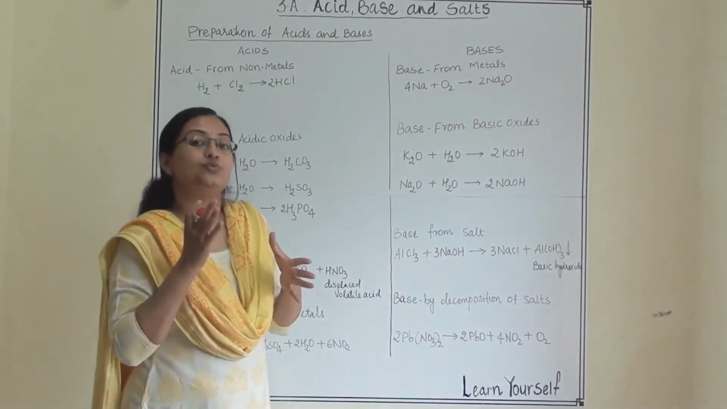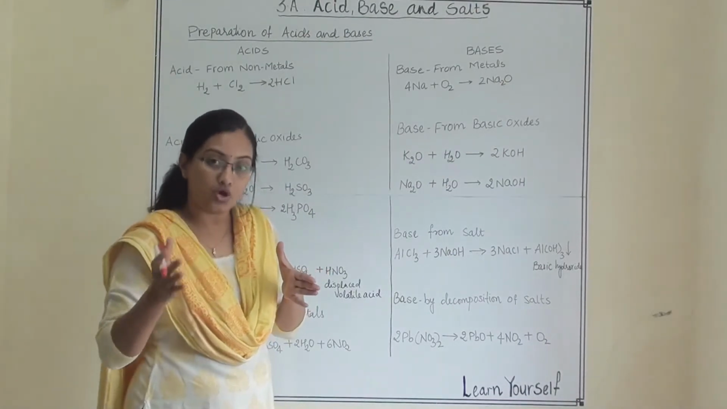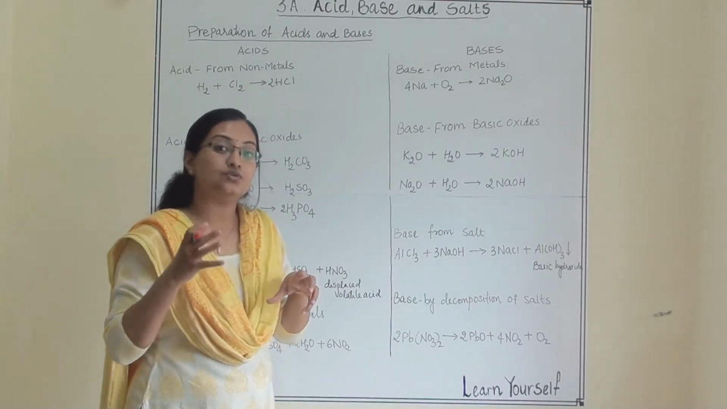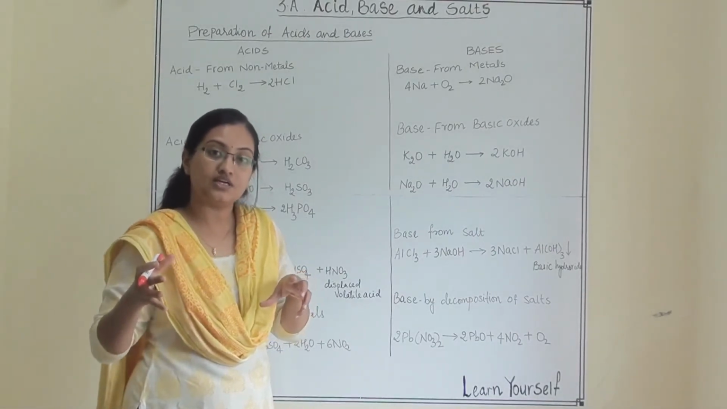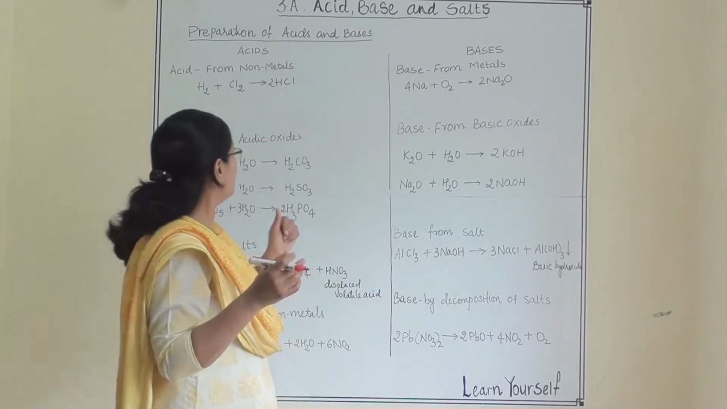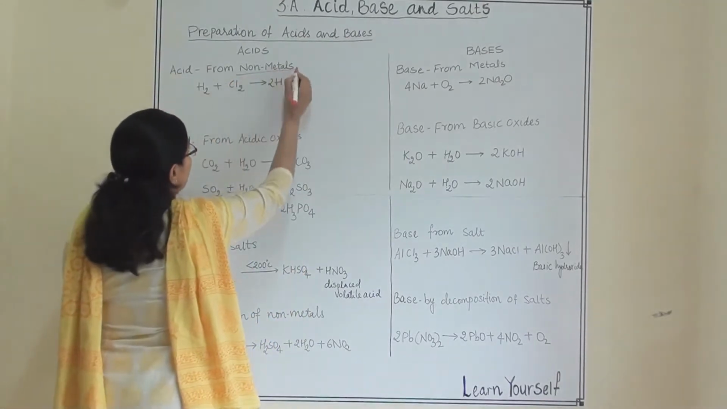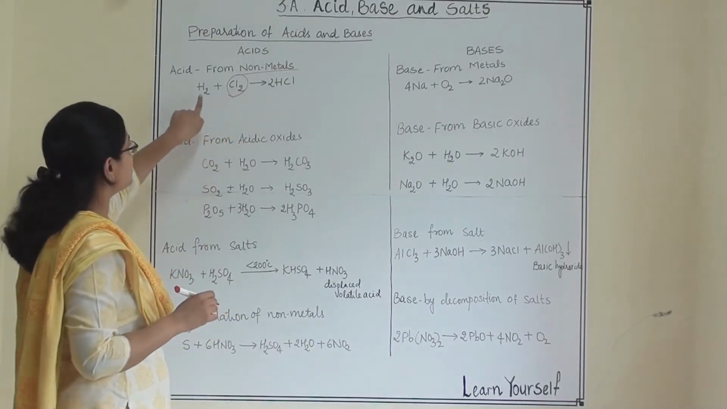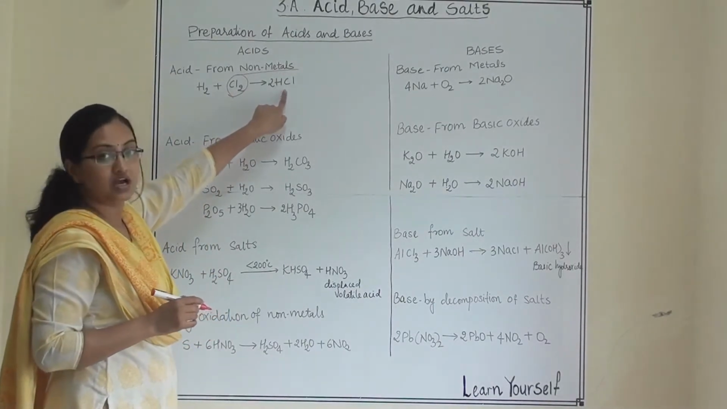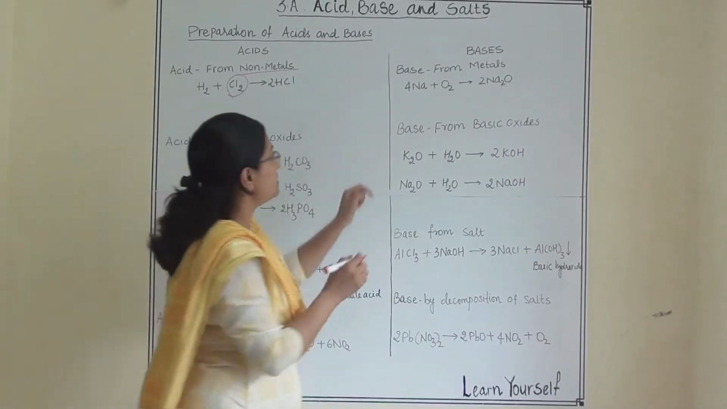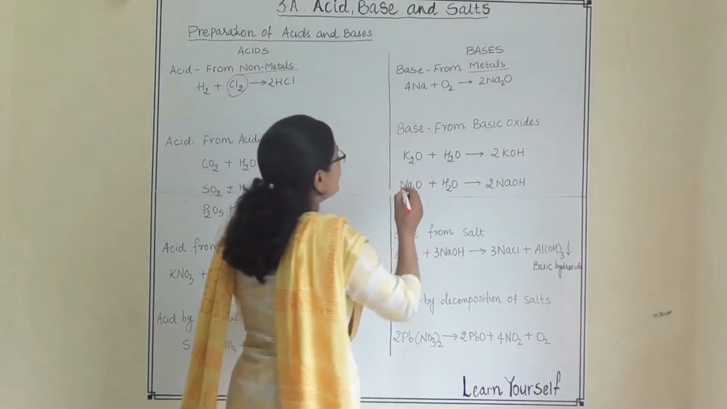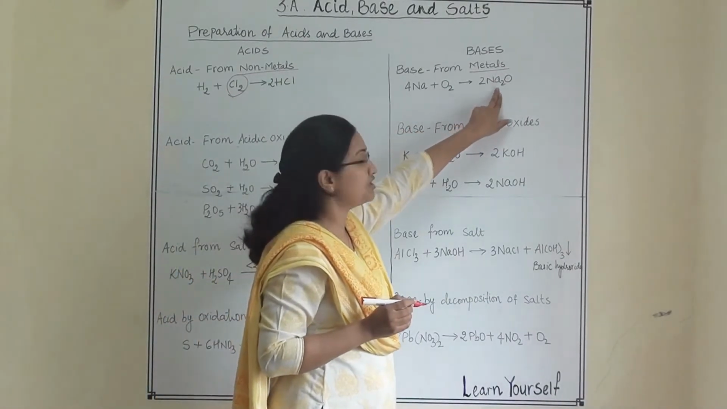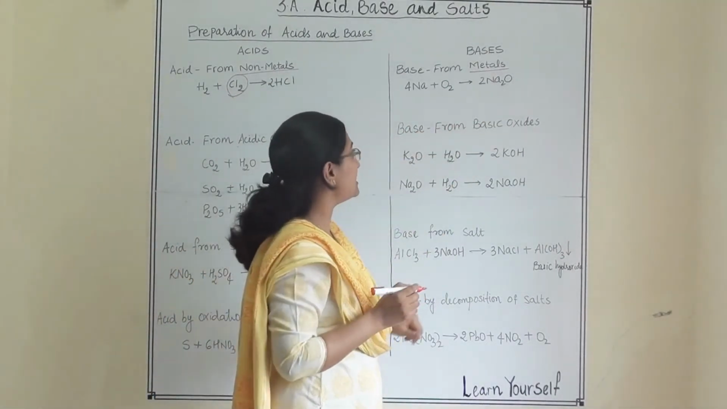Non-metal, when it reacts with oxygen, gives non-metal oxide and they are acidic. Metal, when it reacts with oxygen, gives metal oxide and they are basic. So acid from non-metals: chlorine is a non-metal. When it reacts with hydrogen, it gives us hydrochloric acid. Here a metal, sodium, reacts with oxygen and gives us sodium oxide, and they are basic in nature.